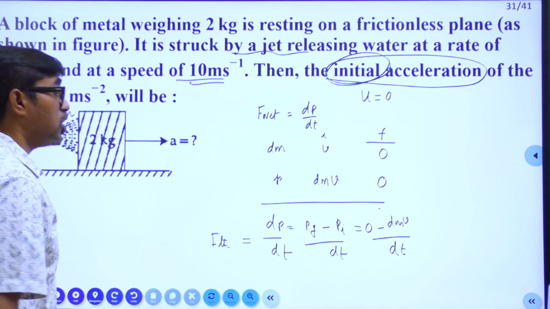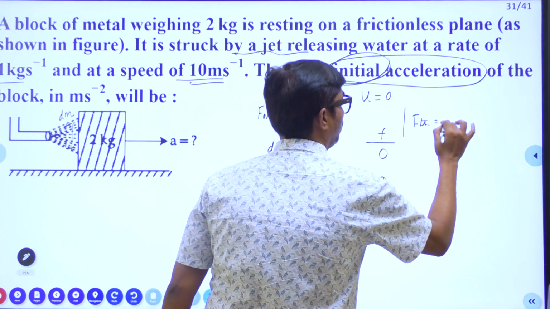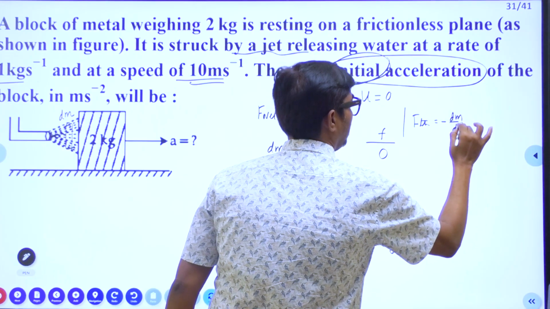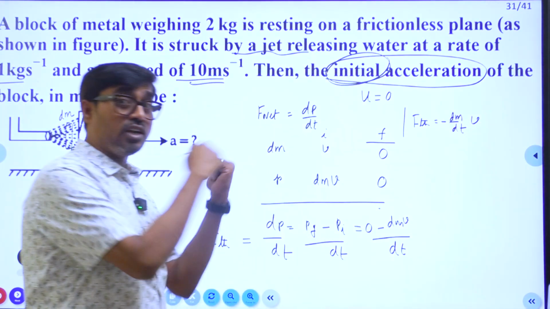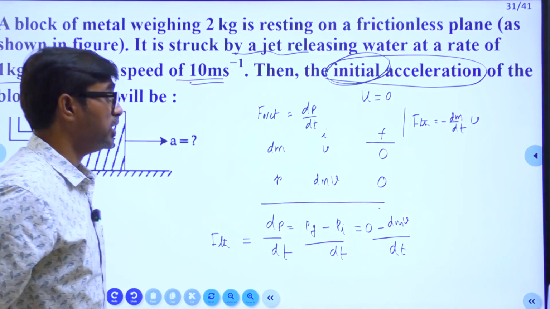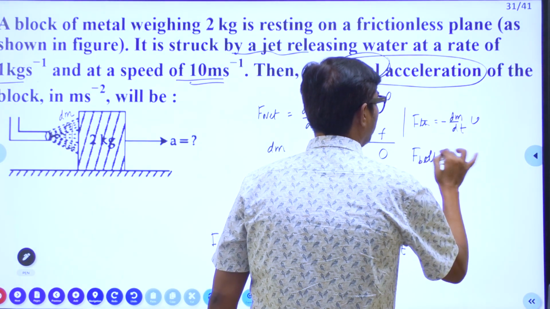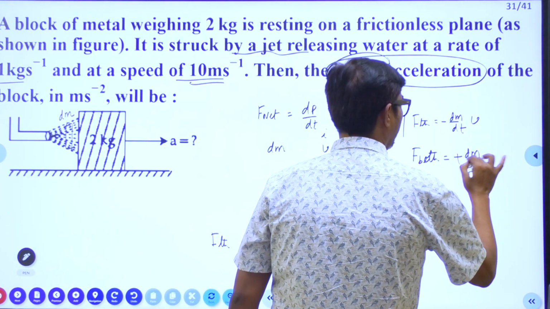So what is the thrust force on the liquid? Thrust force on the liquid is going to be minus of dm by dt into v. That is the thrust force on the liquid. I don't want thrust force on the liquid. I want thrust force on the block. So action to reaction on the block, if you consider, it will be positive, plus dm by dt into v.